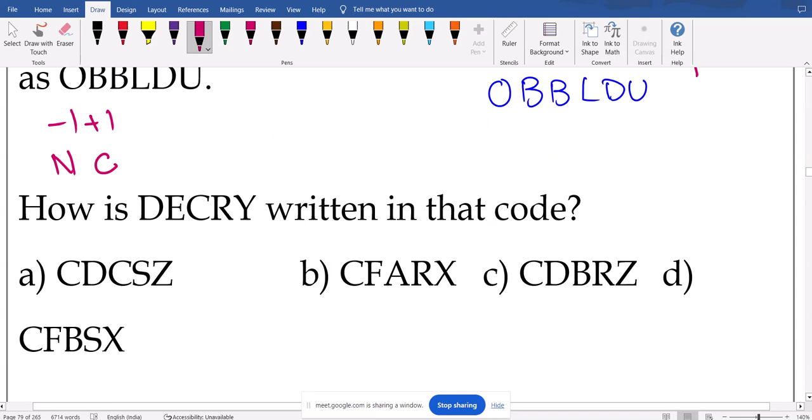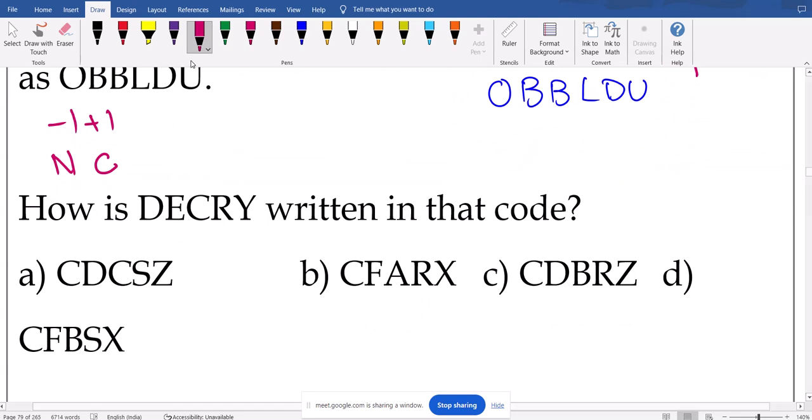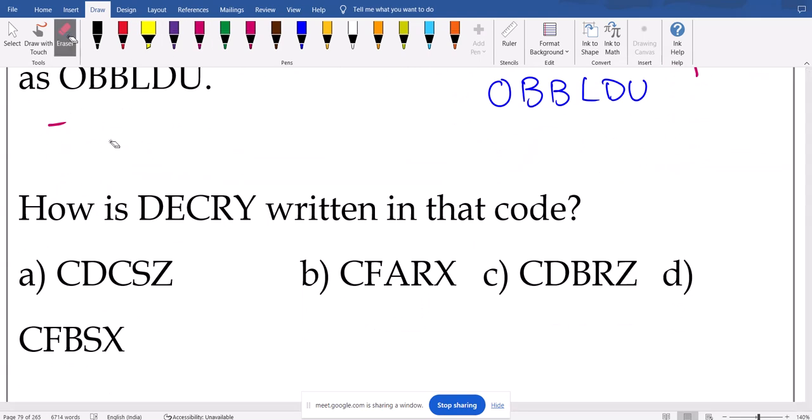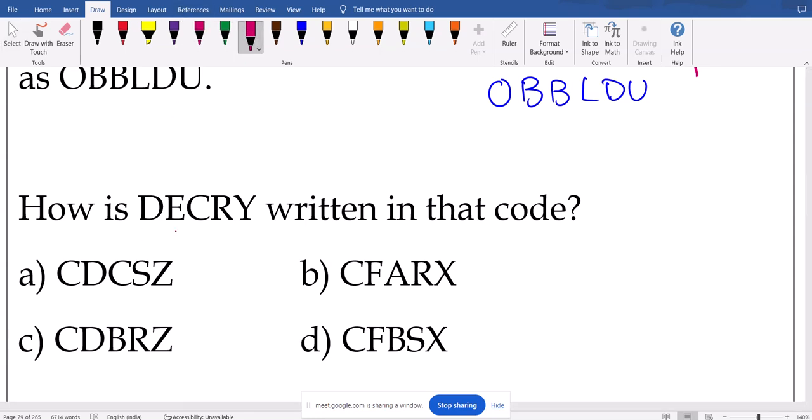Sir, in the option, how is packet written? Okay, listen, guys, pretty important. See the line of the question. They're asking for this one, not for OBLED. I took it wrong. So we should write for DEC. So -1 for the first letter, then we get C. Then plus 1 we get F. Again -1 we get B. So CFB, only option D.